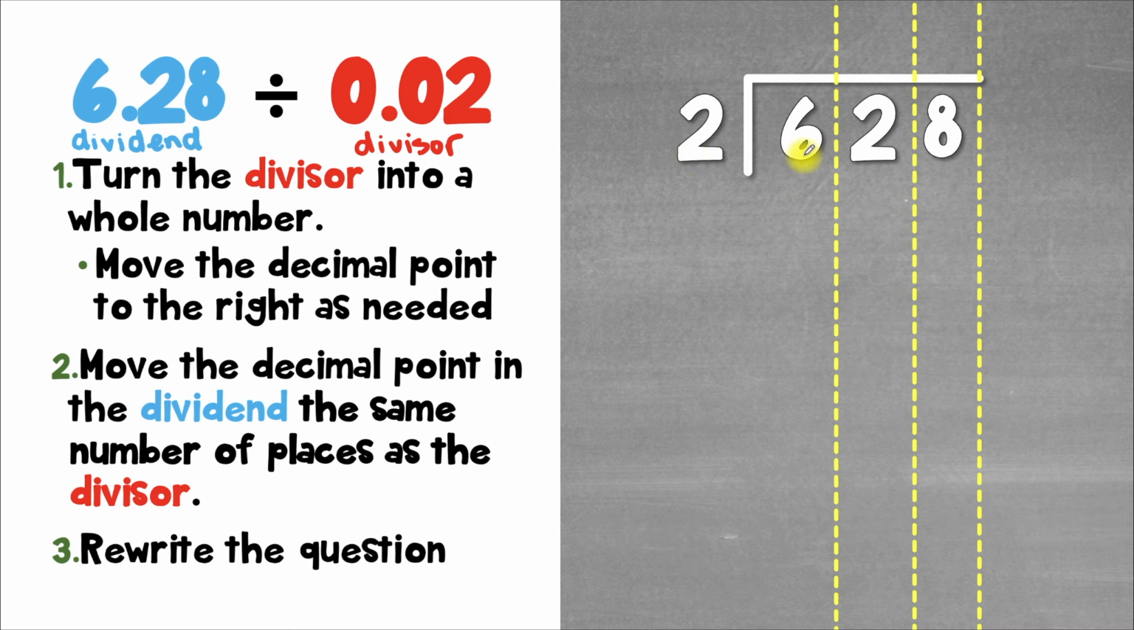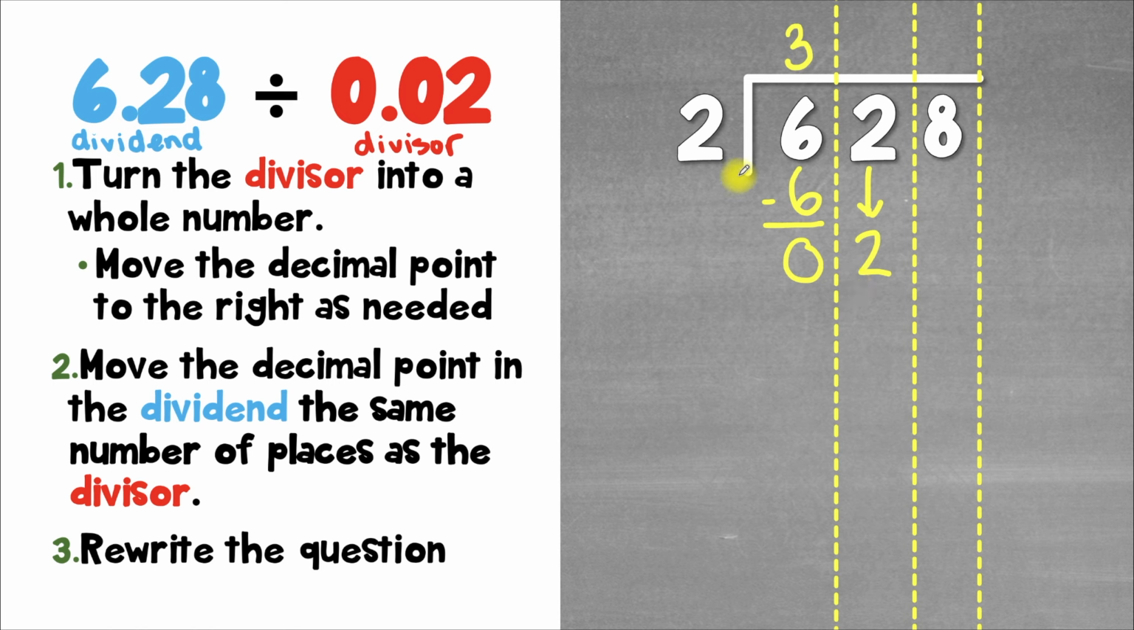Can 2 go into 6? It sure can. Well, how many times? That would be 3. So we put that right above this number because 3 times 2 is 6. I'll write 6 here and subtract it. 6 minus 6 is 0. Even though my remainder is 0, it doesn't mean I'm done because I still have a number in the right column. So I'll bring that down and repeat the process.